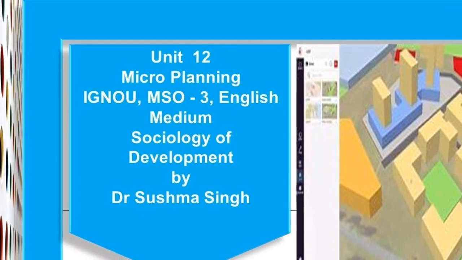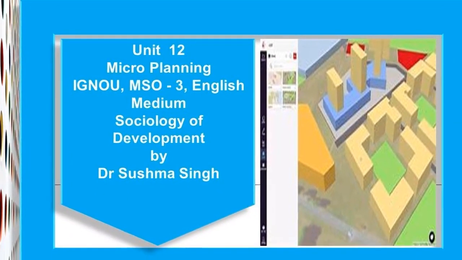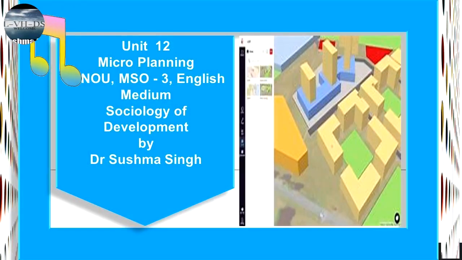Today we are going to start block 4, Approaches to Sustainable Development, Unit 12, Microplanning. The previous two blocks dealt with various perspectives on growth-oriented development as well as theories that originated as a response or critique to those perspectives.